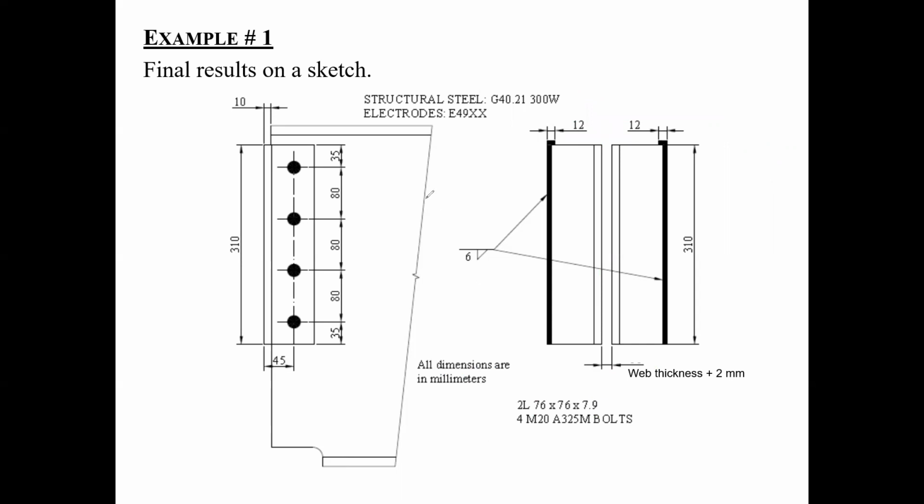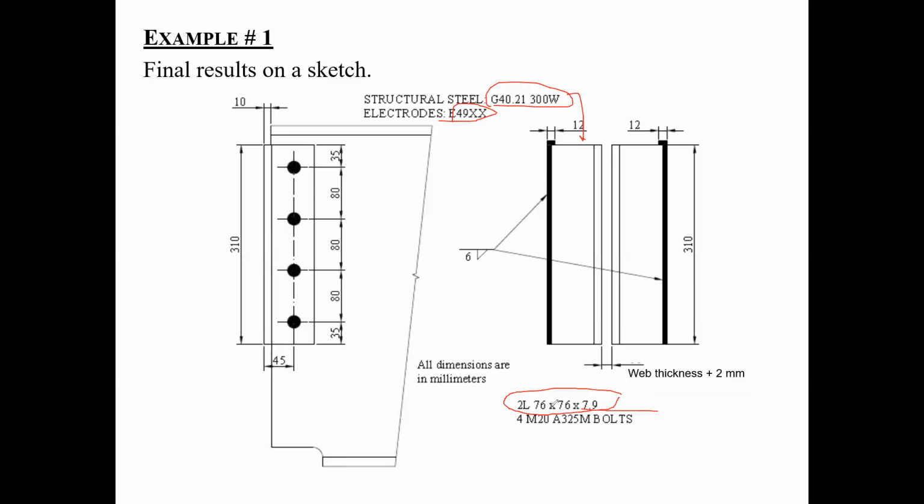So this is your geometry. And then of course, you're using G40 steel, 300W for your steel, okay? And of course, these are the electrodes. You have to specify what electrodes to use because that's what the table is based on. This is the size of the angles that you're using, okay?